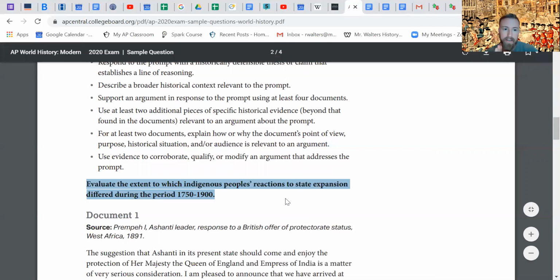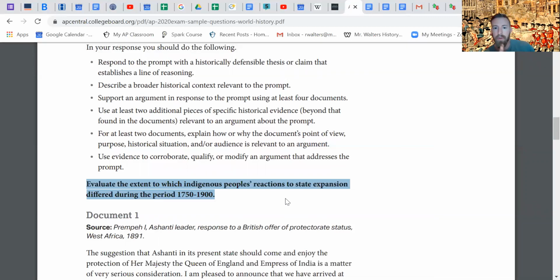What are they asking? They're asking, did people's reactions differ? Compare and contrast is what they're asking you to do. Were they different? Okay, so you need to show them ways that they were different. And if there were ways they stayed the same, you need to show them that also.